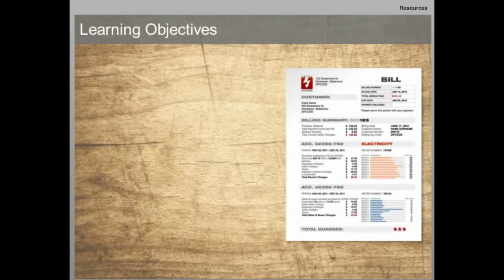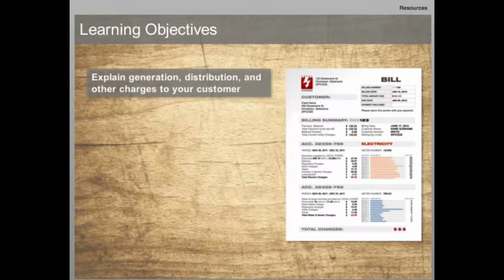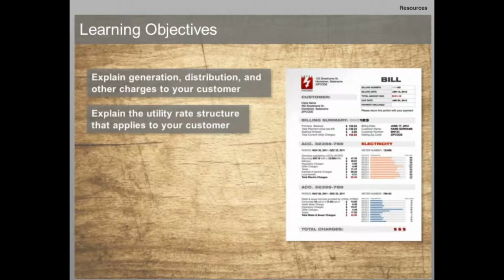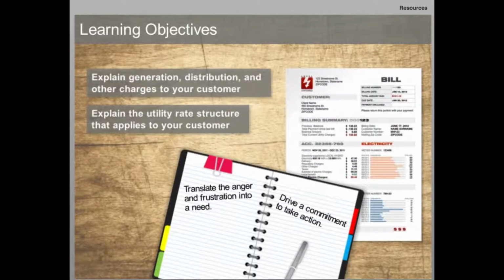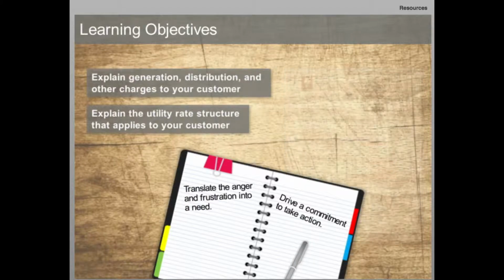To successfully execute the bill review, you need to explain the charges listed on the bill to your customer. You also need to be able to educate your customer about the rate structure that their utility uses to charge them. You should explain these in a way that builds on the customer's pain and drives them to a commitment to go solar.